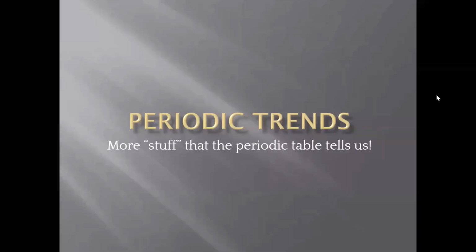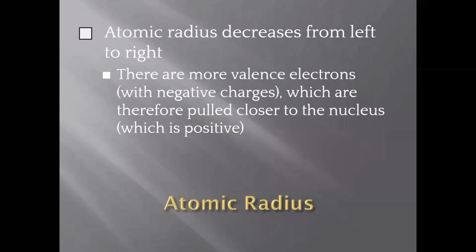Okay, so the next thing I want to talk about with you is periodic trends. So not only can the periodic table tell us a bunch of information just by looking at an element's placement or group number or period number, but also there's certain trends as you move along the periodic table that you're responsible for knowing. The first one is atomic radius. An atomic radius is really how big an atom is across. That's what I'm talking about when I say atomic radius.